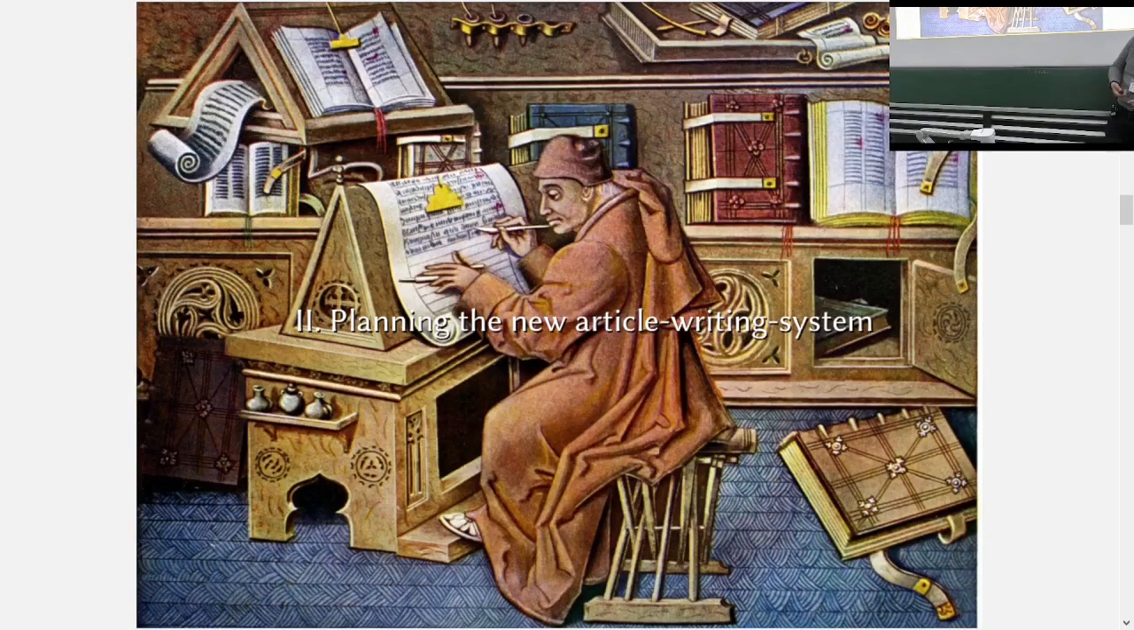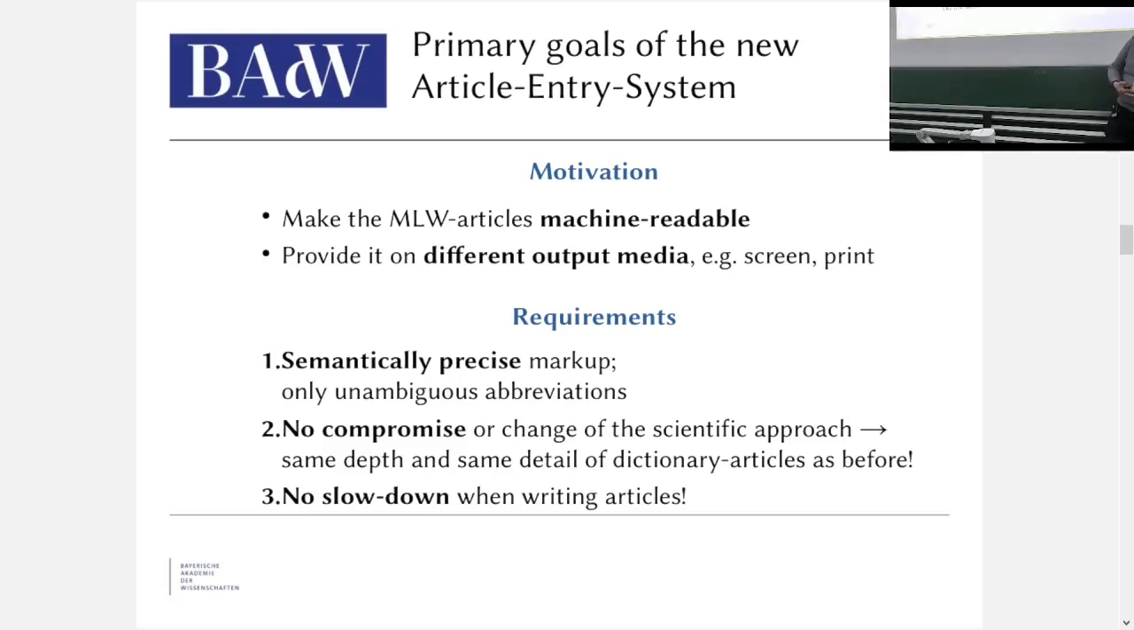Now, planning the new article writing system. First of all, what was our motivation? Well, 2 things. We wanted to make these articles machine readable, because if you don't have them only in a printed volume, you can do all kinds of search functions. Machine readable doesn't mean you have Word documents, but you need structured data. So we wanted to move beyond what is possible with Word. And of course, once these articles are machine readable, it's easy to produce them for different output media, not just print, but also for an online version and things like that. But the most interesting thing is you can do so many things with data once it is machine readable.